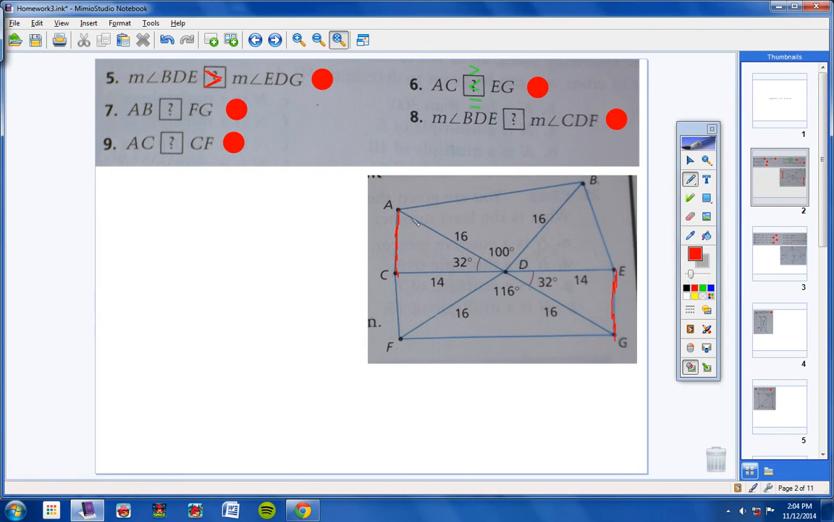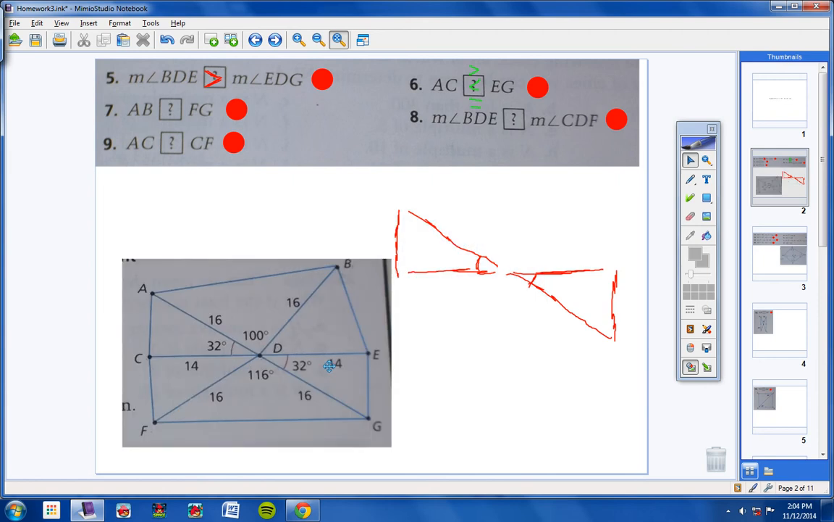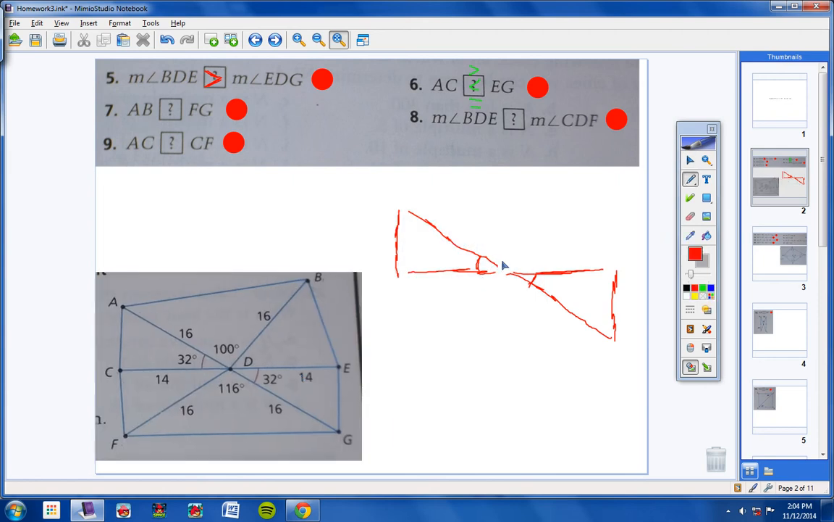Notice this. 16 here, 16 here. 14 here, 14 here. 32 degrees here, 32 degrees here. So here's what we have, guys. I'm going to slide this out. We have two triangles here. This length is 16, this length is 16, so they're congruent. Mark, mark. This is 14, this is 14, so 2 marks, 2 marks. This angle here is 32, and this angle here is 32, so congruent. So 1 mark, 1 mark.